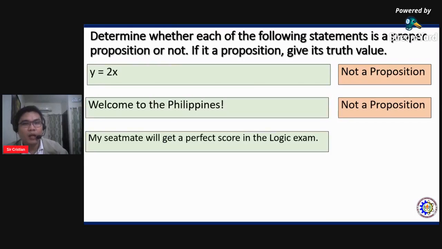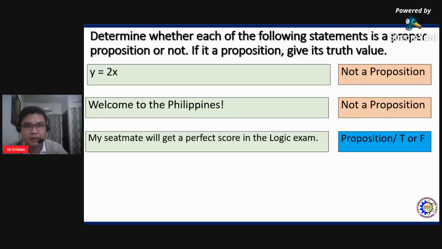My seatmate will get a perfect score in the logic exam. Is it a proposition or not? Come on, guys, you can write your answers in the chat box and try to at least guess the answer for this one. My seatmate will get a perfect score in the logic exam. Is this a proposition? If you think it is a proposition, then you're right.